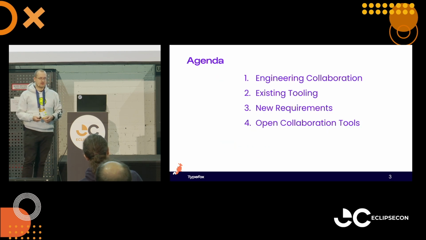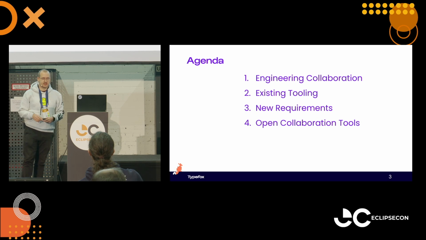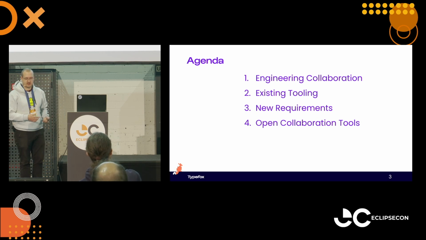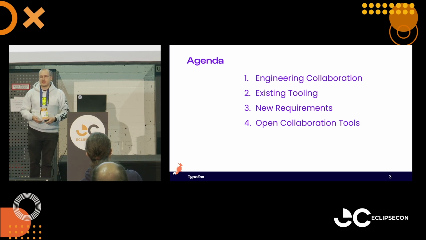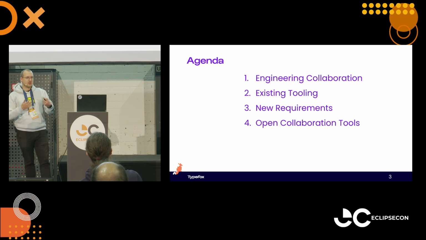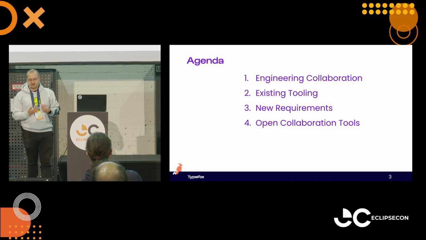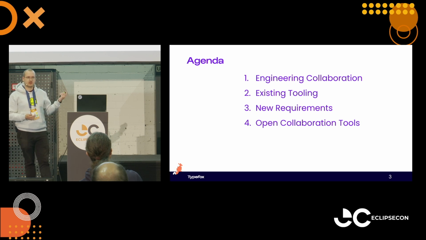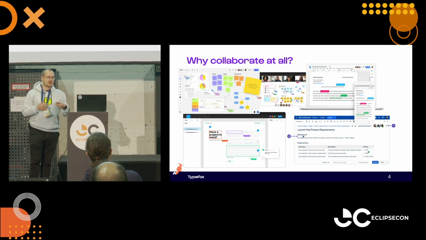And so what we're going to talk about today is engineering collaboration in general, especially when it comes to remote settings. Then what kind of tooling we have available so far. Then we're going to talk about some requirements that we, in particular, as Typefox had, and then as well the Open Collaboration Tools project, which you are here for.